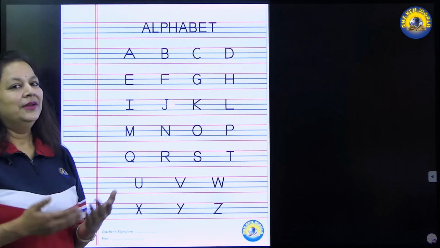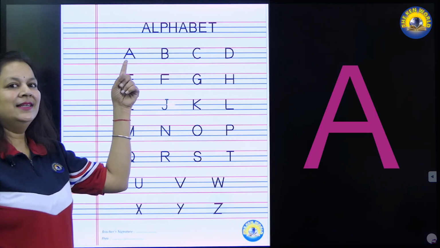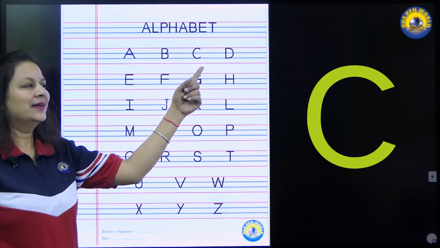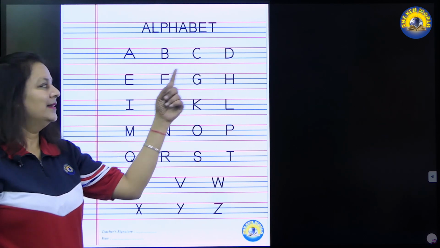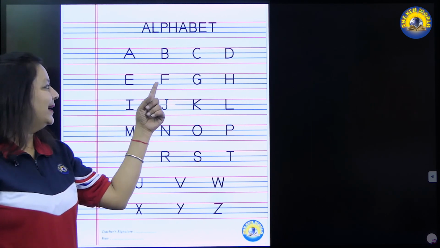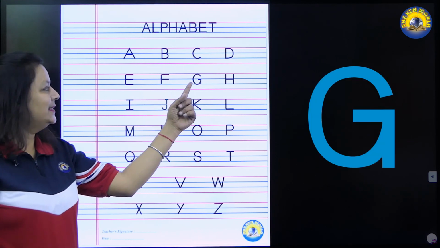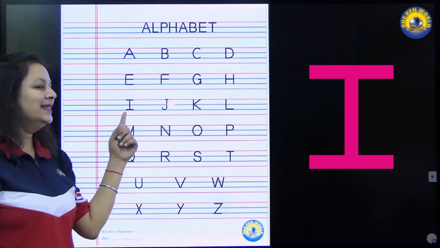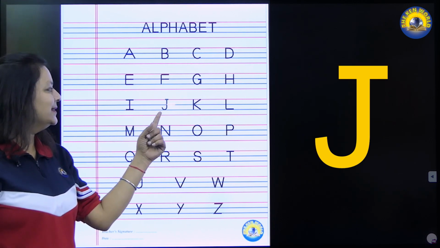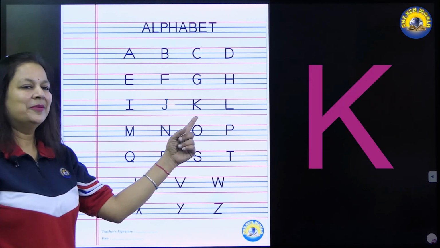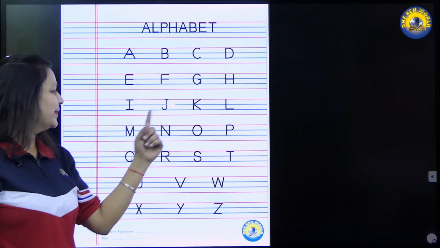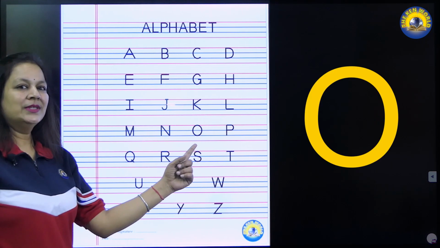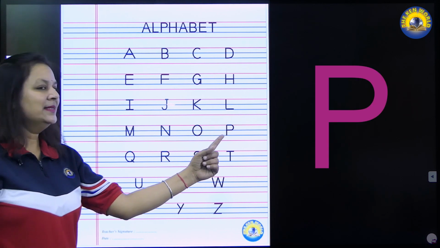Well done, students. Let's revise. A says A. B says B. C says K. D says D. E says E. F says F. G says G. H says H. I says I. J says J. K says K. L says L. M says M. N says N. O says O. P says P.